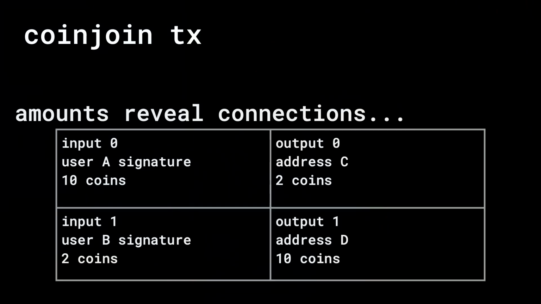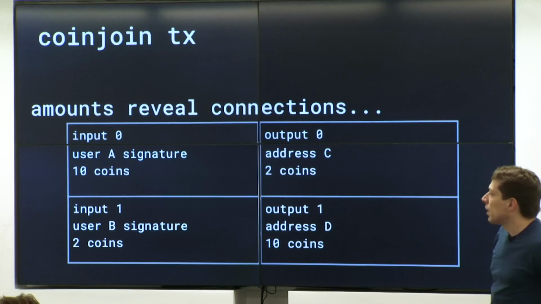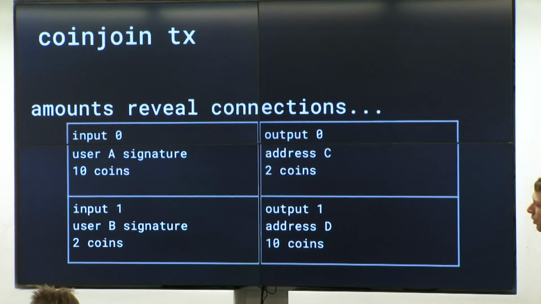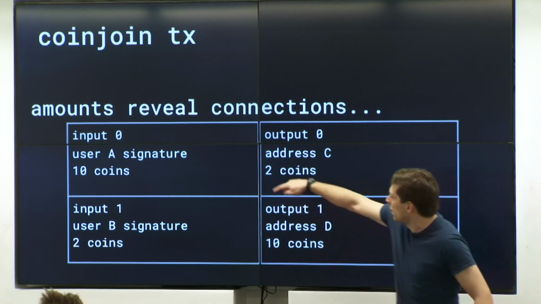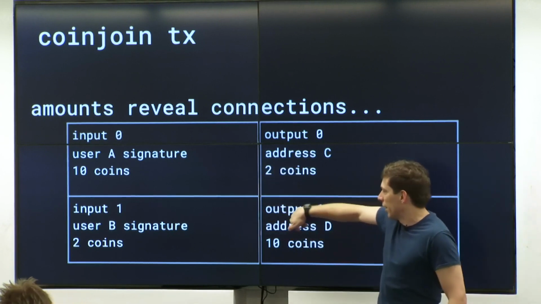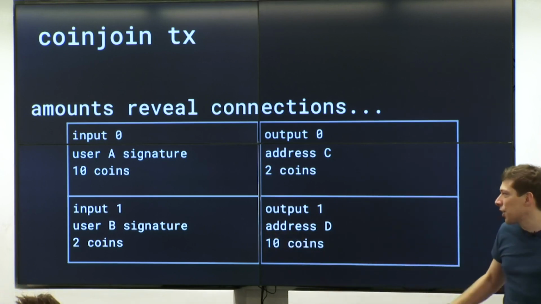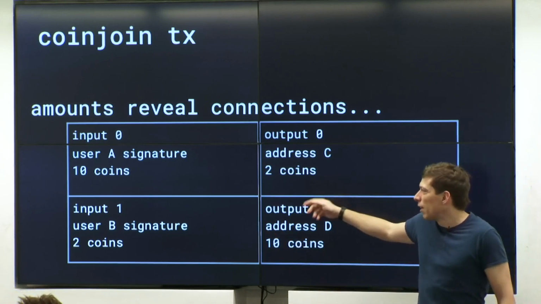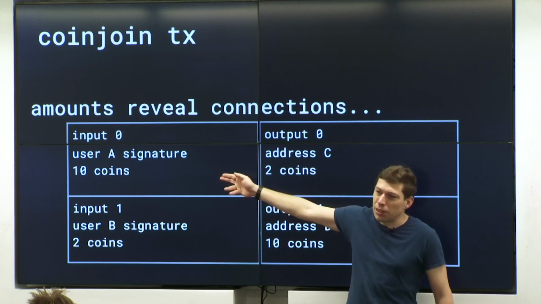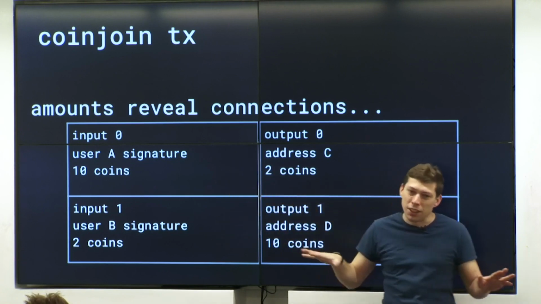So in this example, maybe I don't know who's A, B, C, or D. These all just look like uniformly random addresses or pubkeys. But if I see an input with 10 coins, an input with 2 coins, and then an output with 2 coins and an output with 10 coins, there's probably something like this going on. Why else would you do this? If you were actually trying to send 2 coins somewhere, why even involve this 10 coin input? Why not just say 2 coins to 2 coins and you're done?